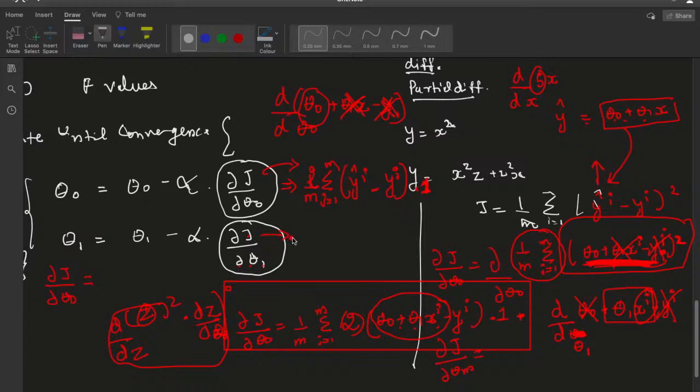So this equation will be 2 over m summation i goes from 1 to m, y hat i, everything will be same. Everything will be same except you just multiply by xi over here. This is the only change that will be there in del J with respect to del theta 1, right? So this is the only thing that will be there.